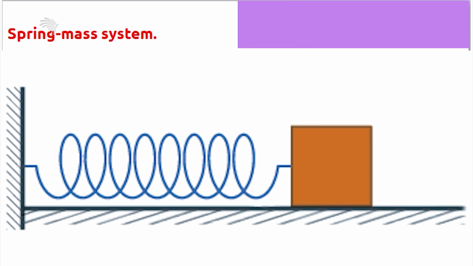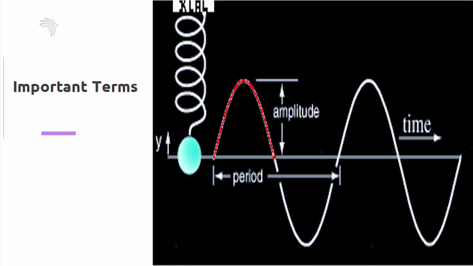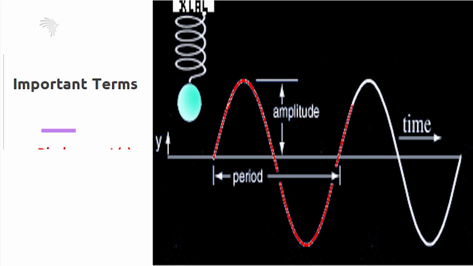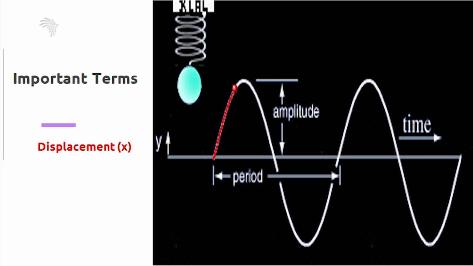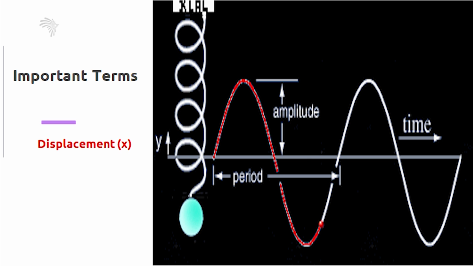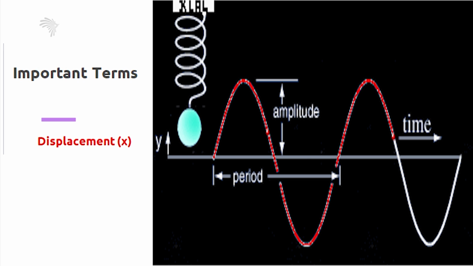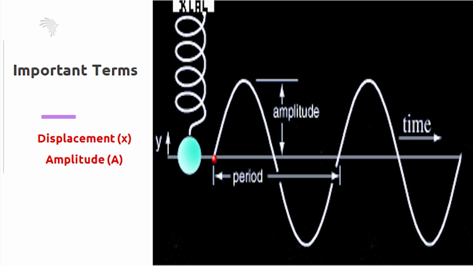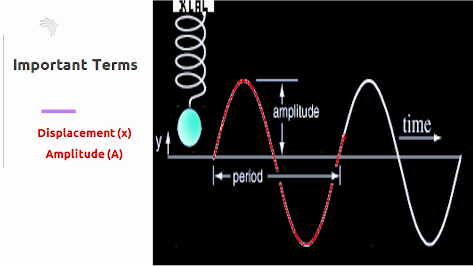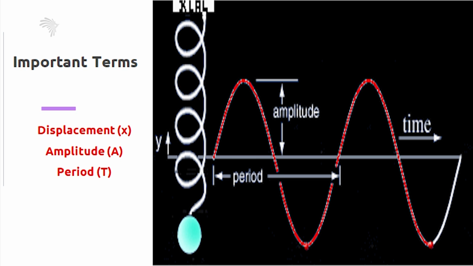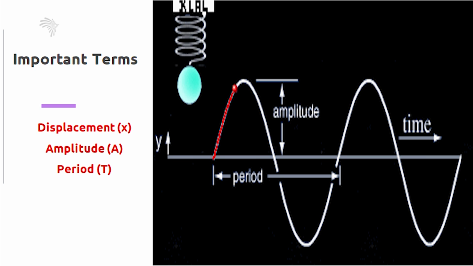The following are some of the important terms that we use to describe simple harmonic motion. Displacement: the displacement x of an object executing simple harmonic motion is the distance moved by it in a specific direction from the equilibrium position. Amplitude: the amplitude is the maximum displacement of the oscillating object from the equilibrium position. Period: period is the time taken by the oscillating object to complete one full cycle.